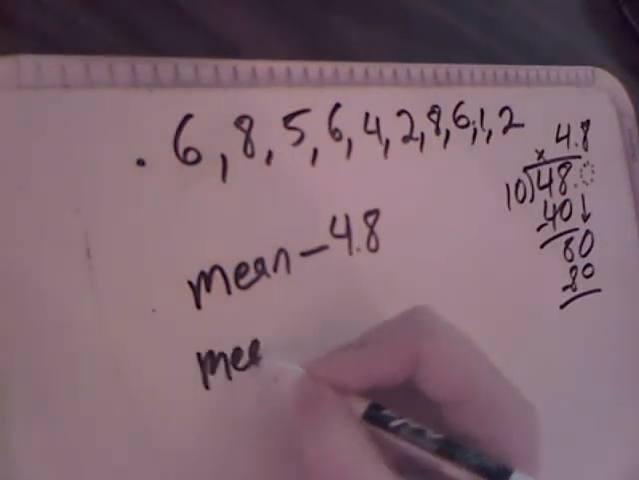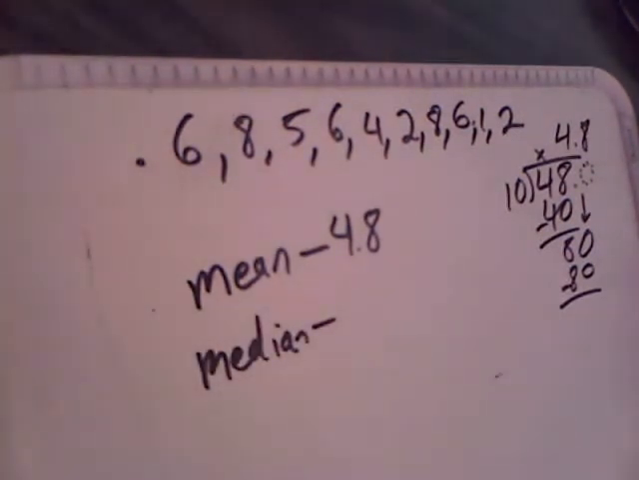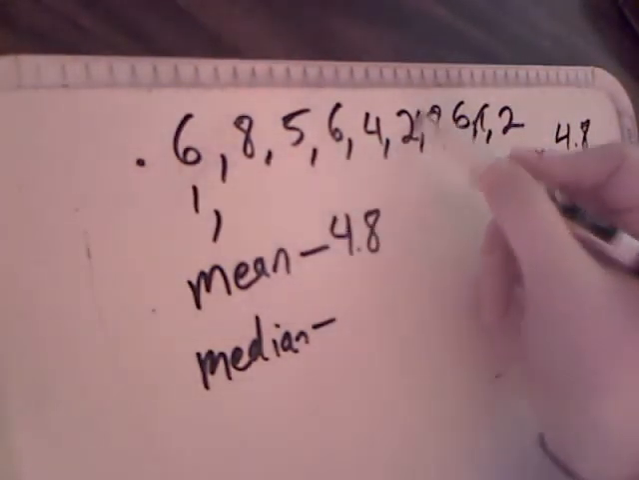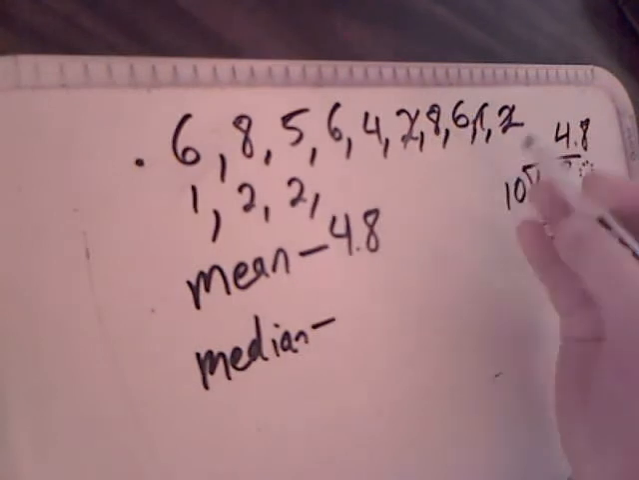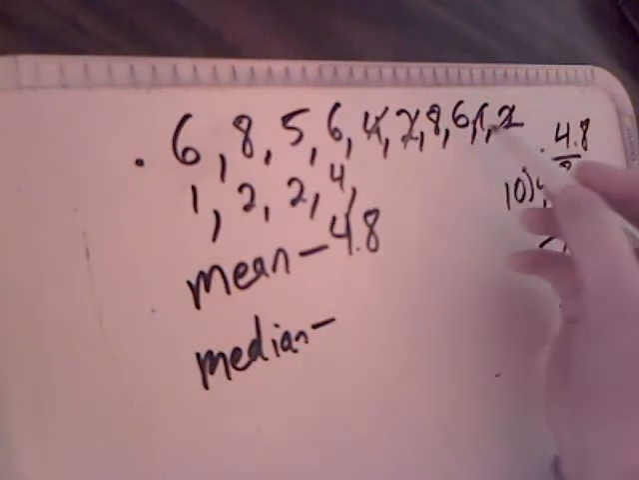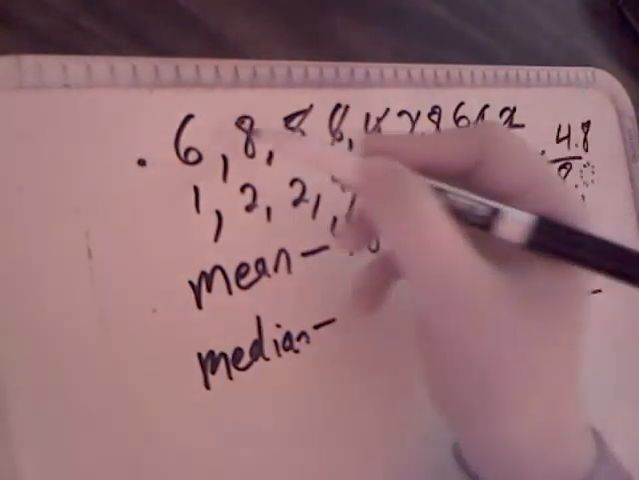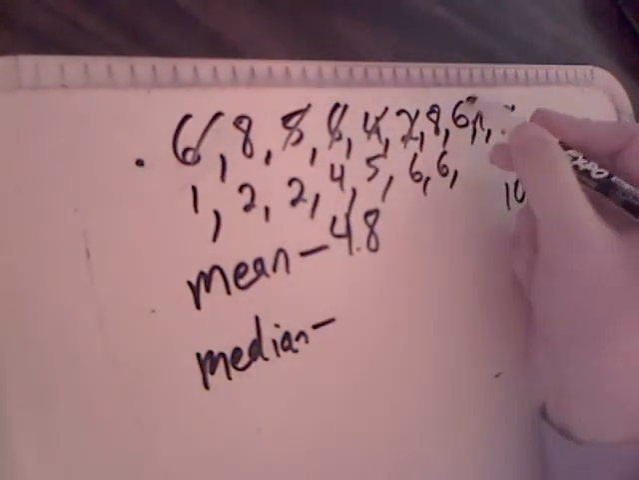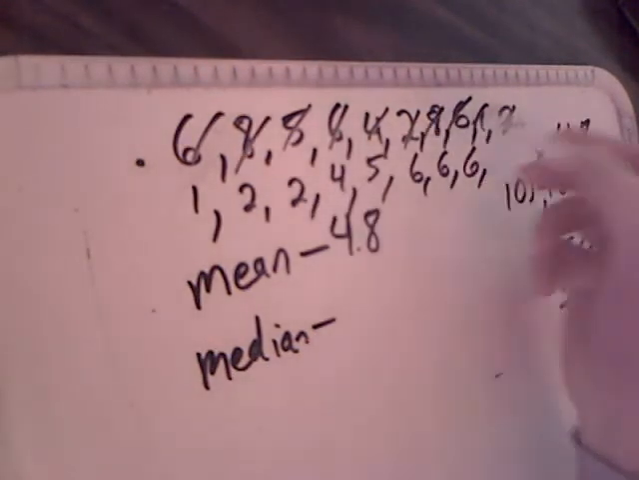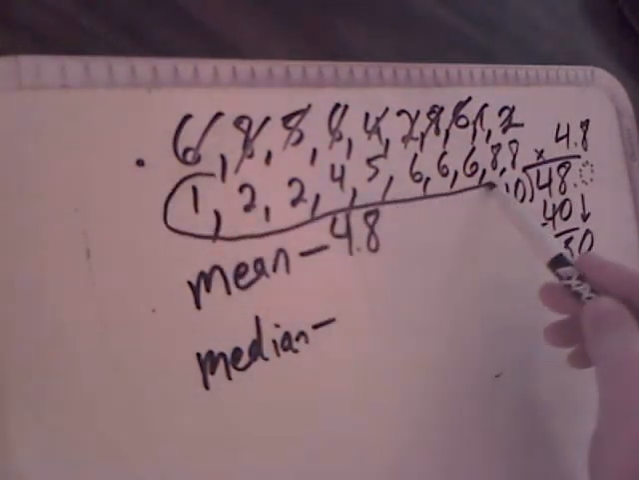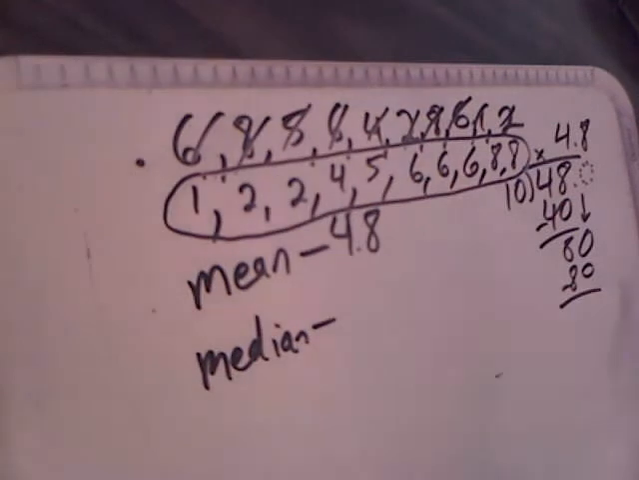The median. In order to find the median, I need to change the order of these numbers. I need to put them in numerical order. So 1 comes first, then we have 2 2s, and then, do we have any 3s? Nope. Do we have any 4s? We have 1 4. Any 5s? Yes. 2 6s. Do we have any 8s? Oh, just kidding. 3 6s. And then 2 8s. So we've put these numbers in numerical order, and we'll circle it just so that we don't get this confused with anything else.